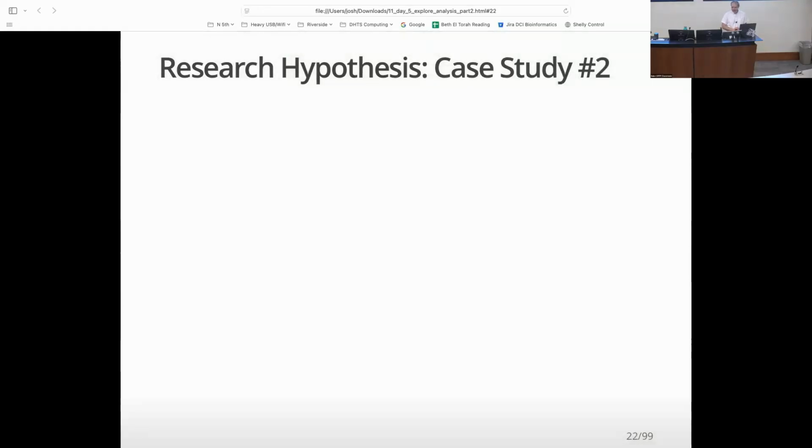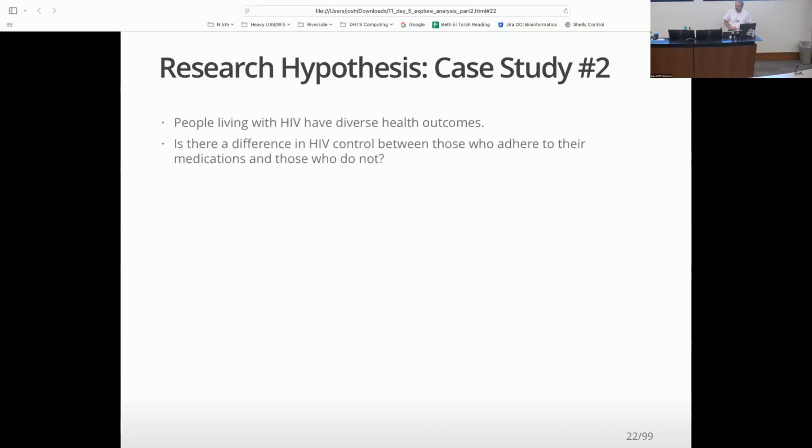Should we try again with case study number 2? Okay, so remember that the observation and the research question. The observation is that people living with HIV have diverse health outcomes. And the research question is: is there a difference in HIV control between those who adhere to their medication and those who do not?